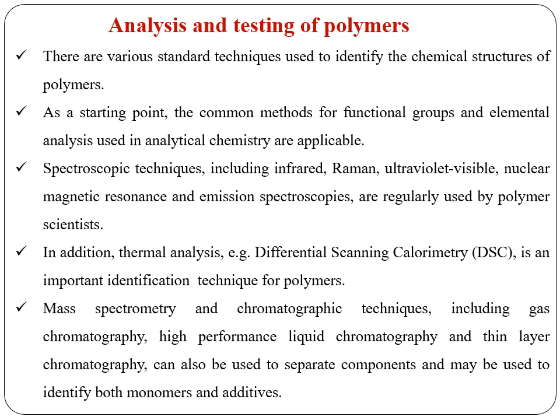applicable. The spectroscopic techniques, including infrared, Raman, ultraviolet visible, nuclear magnetic resonance, and emission spectroscopies, are regularly used by polymer scientists. In addition, thermal analysis, for example, differential scanning calorimetry, that is DSC, is an important identification technique for polymers. Mass spectrometry and chromatographic techniques, including gas chromatography, HPLC, and TLC, can also be used to separate components and may be used to identify both monomers and additives.